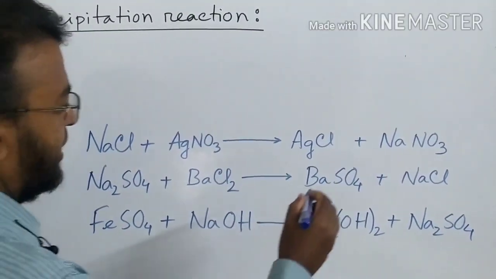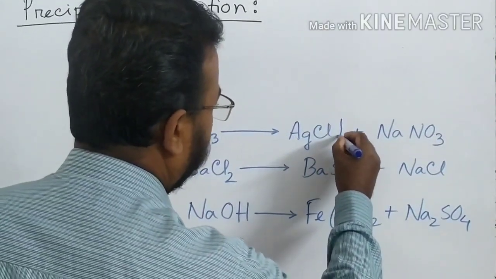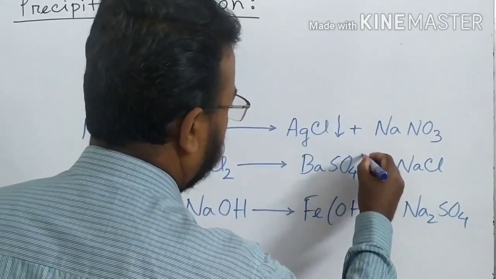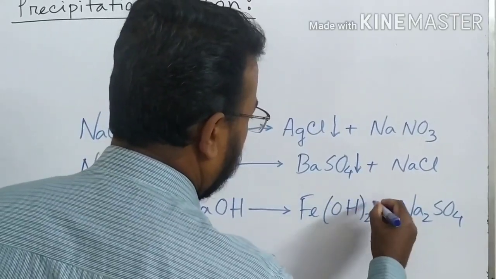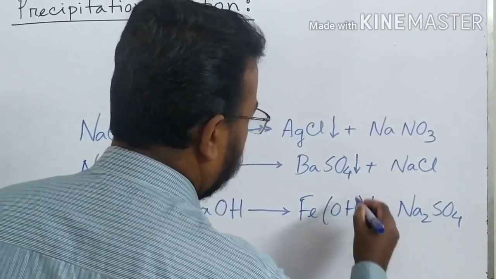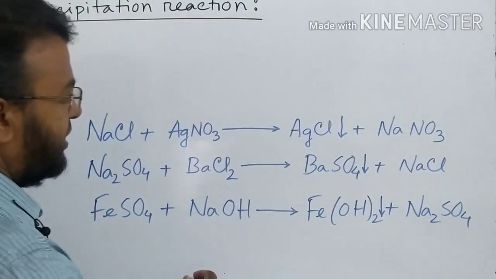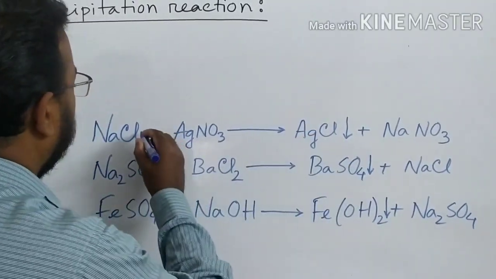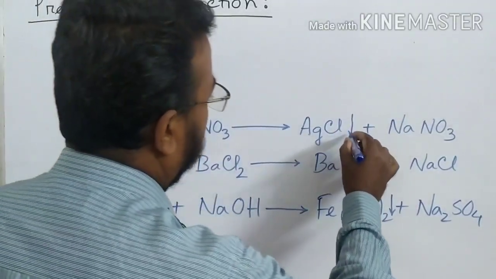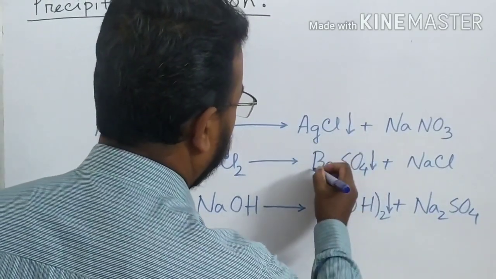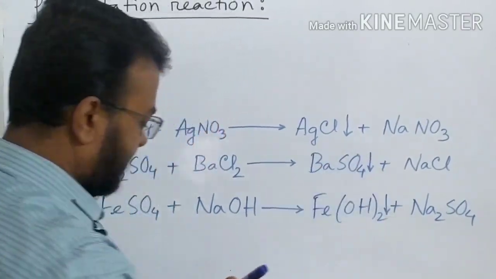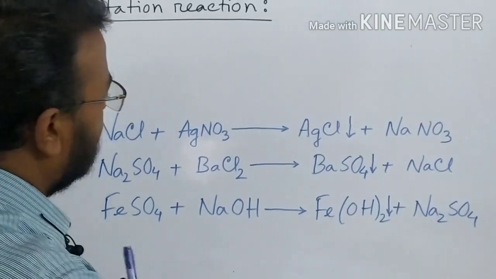Okay, in this reaction, silver chloride is precipitated, it is solid. Barium sulfate is precipitated. Ferric hydroxide is precipitated. So it is the precipitation sign, downward arrow. So these are aqueous solutions. So these are solid, it will settle at the bottom of the container as a precipitate. Okay, now we can write the definition.